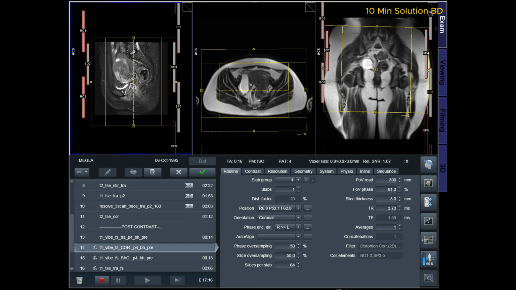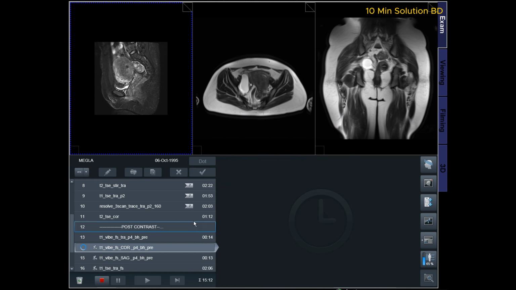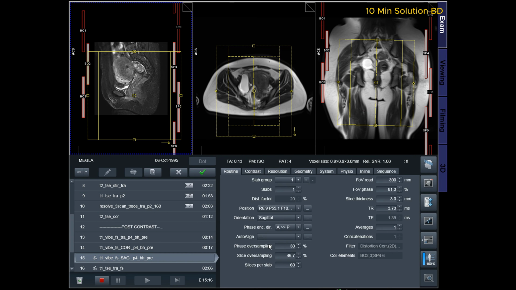For the evaluation and staging of endometrial malignancies. For the evaluation of recurrence of tumors. For the evaluation of pelvic pain or mass. Vaginal bleeding.